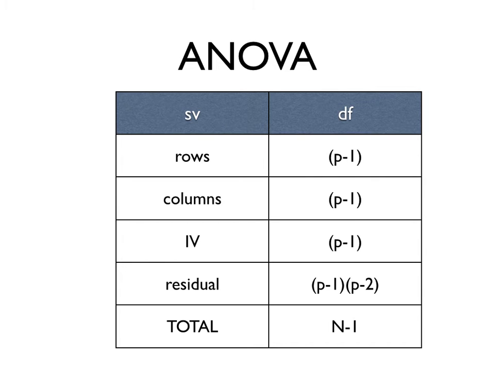So p minus 1, what is p? P is the size of the lattice square. So in our case, it's 4. So we would have 3 degrees of freedom for rows, 3 for columns, 3 for the independent variable, and 6, 3 times 2, for residual. 3, 6, 9, and 6 is 15, and we have 16 observations.